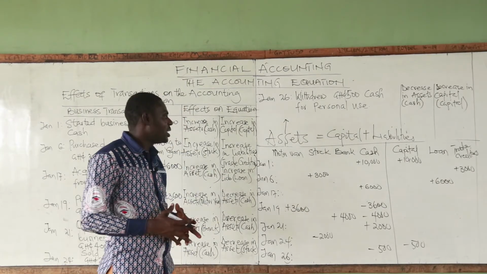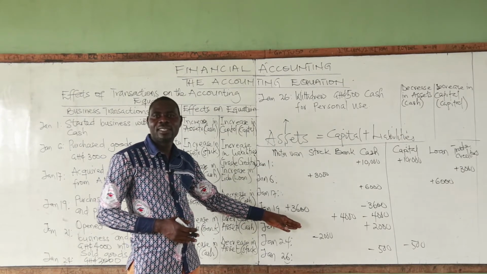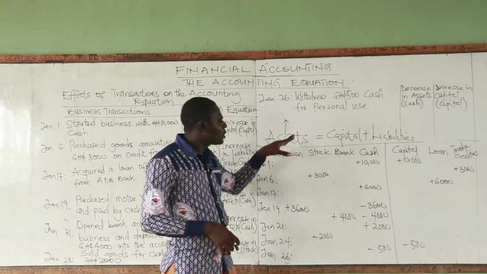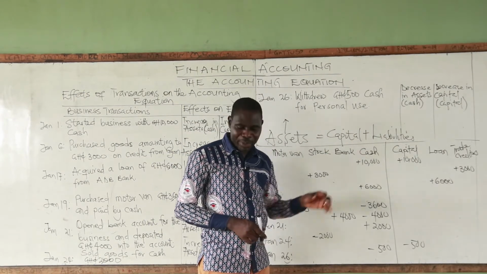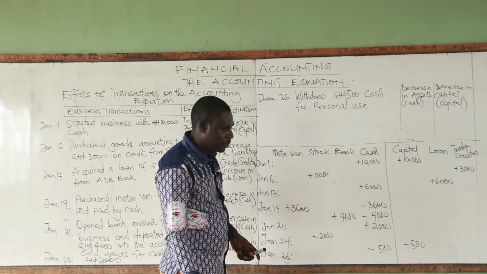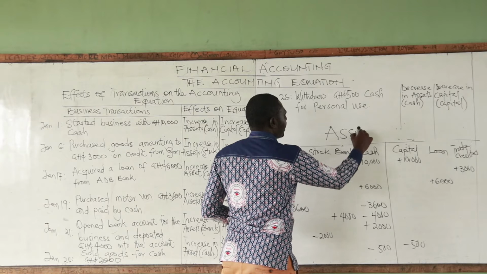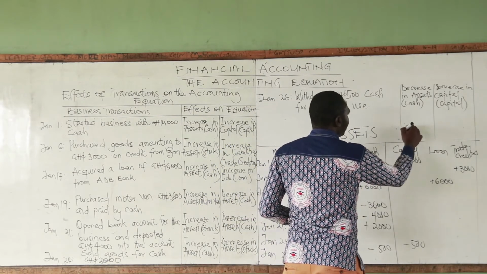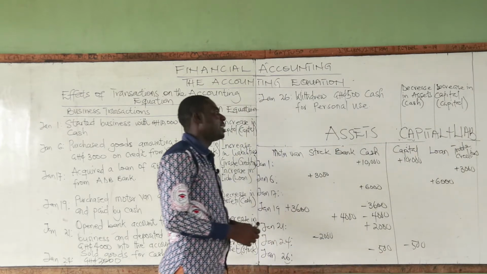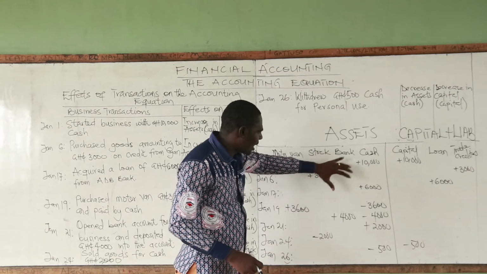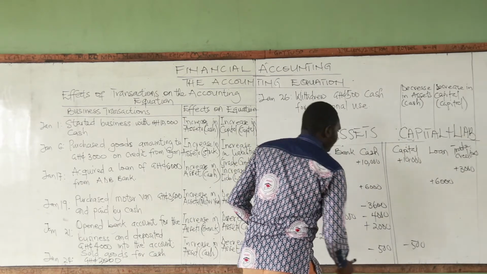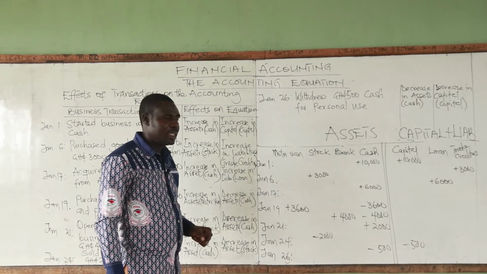Okay, so now let's find out whether after all these transactions, after all these entries we have made here, the assets will still be equal to capital plus liabilities. So we know that this part takes care of assets, and this part takes care of capital and our liabilities. And we are saying that the assets, this side, should be equal to capital plus liabilities on the other side. All right. So let's see if that will stand.